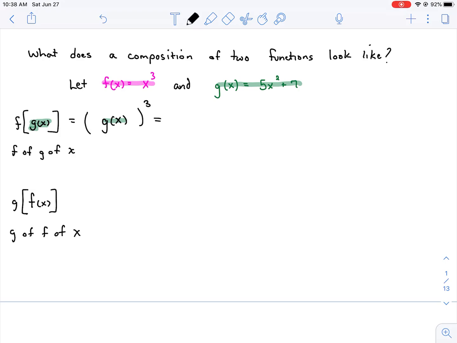Next, I'm going to substitute 5x squared plus 7 in for g of x. And the expression that I'm about to box is f of g of x.